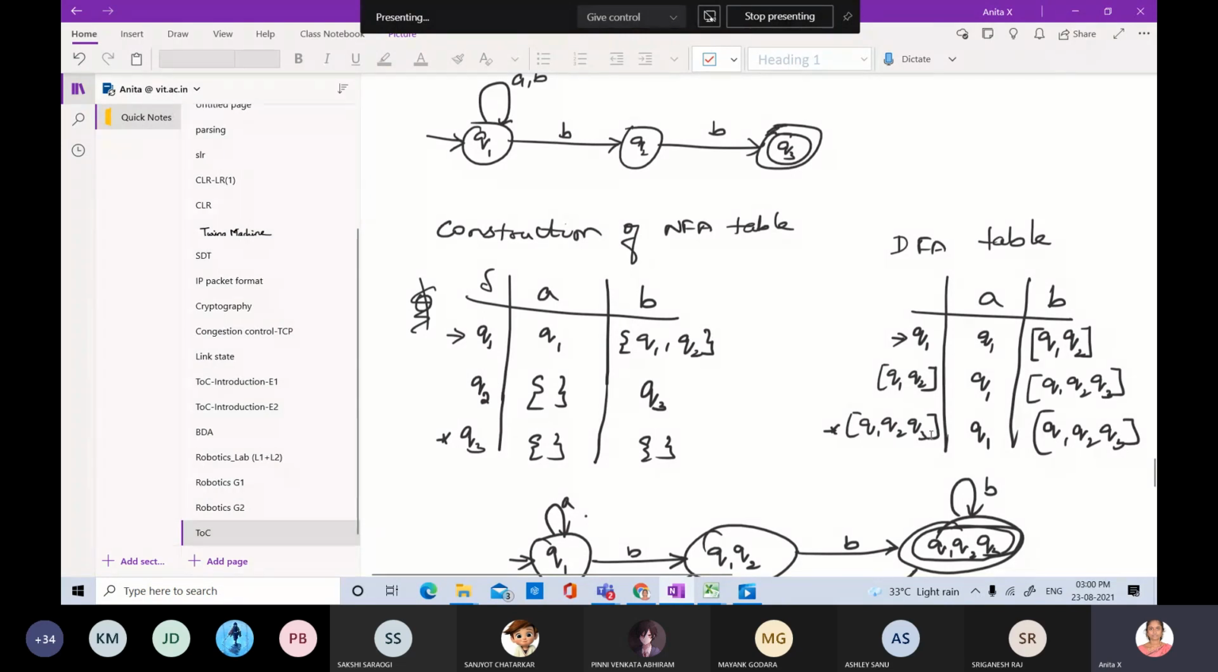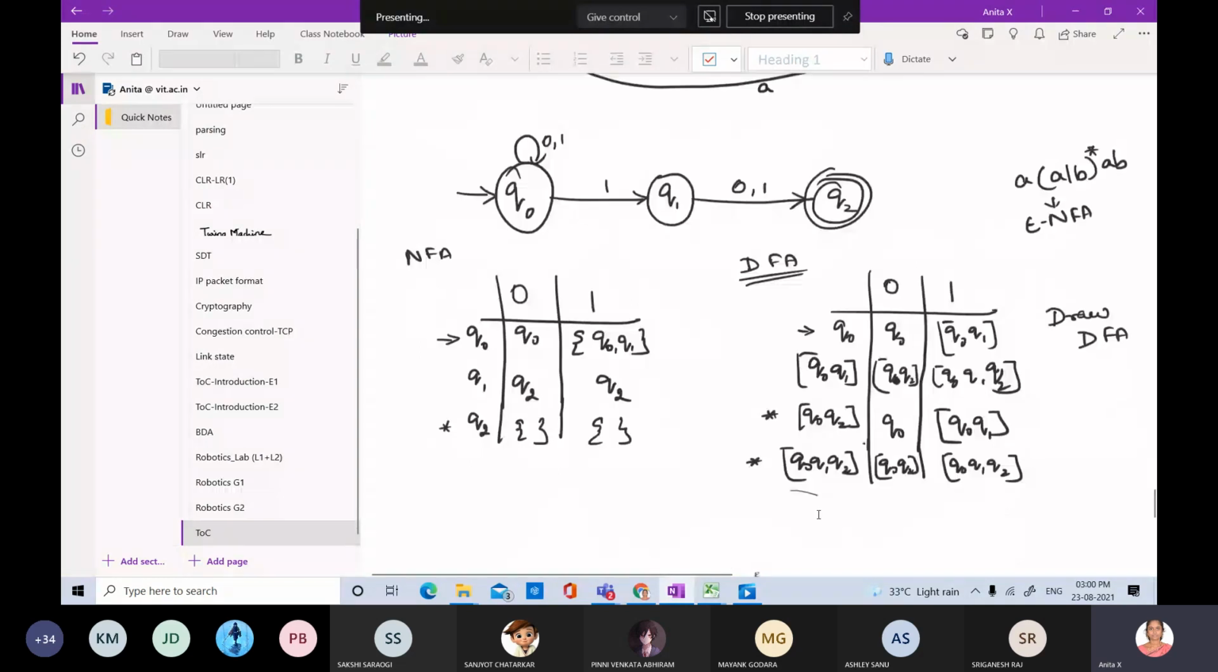For Q1, Q2, Q3, for input symbol A, where will be the transition? It is going to depend on Q1 on A, Q2 on A, Q3 on A. So it is going to be Q1 union empty, which is Q1. With regard to B, it is going to be Q1, Q2 union Q3 union empty, so it's going to be Q1, Q2, Q3. Now we have to mark the final states. In this case, you can see Q3 is the final state, so the states that contain Q3 should be marked as final, right?